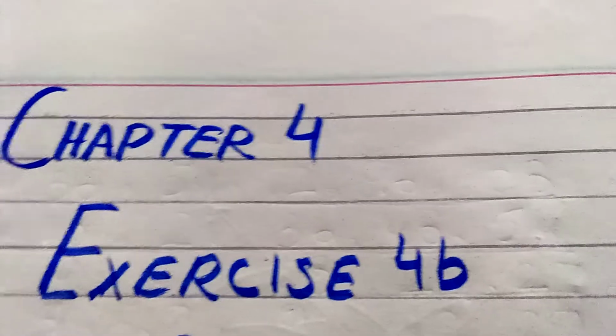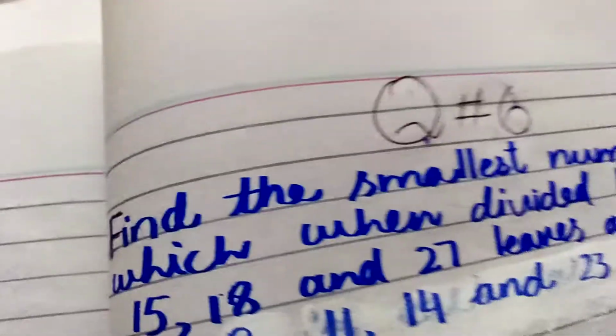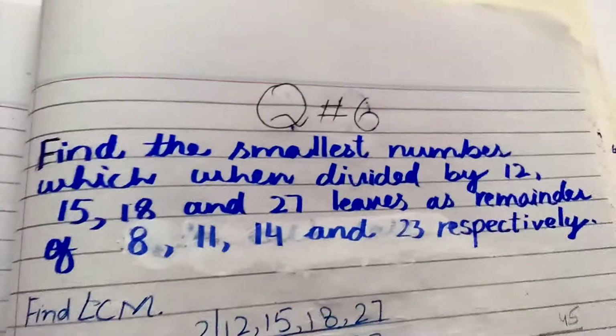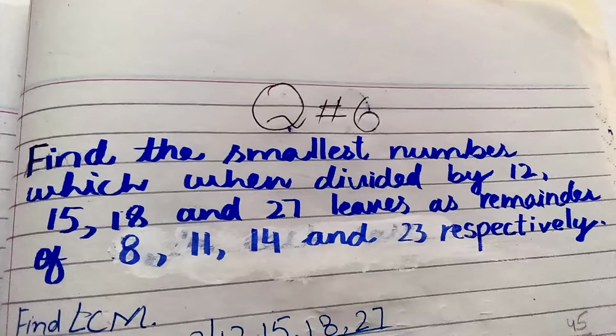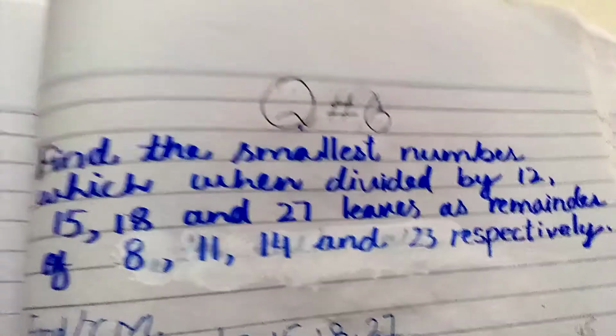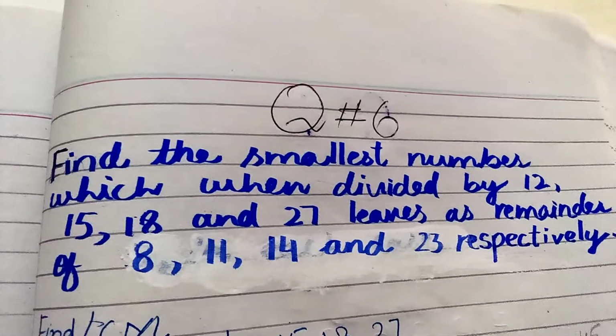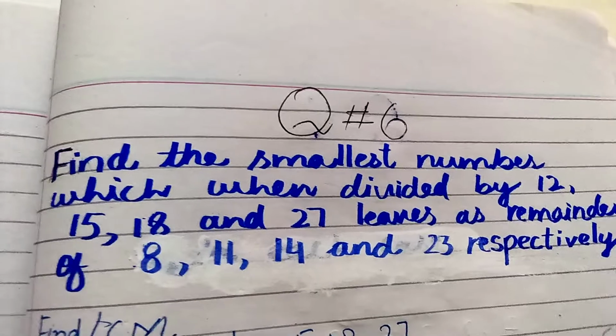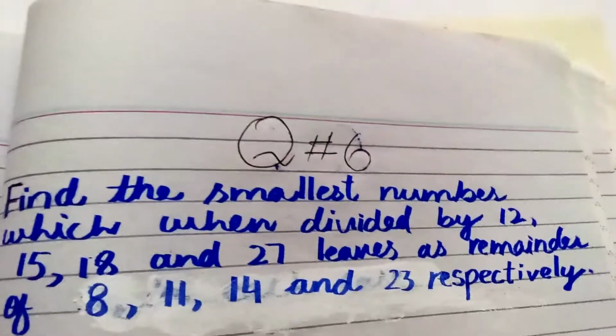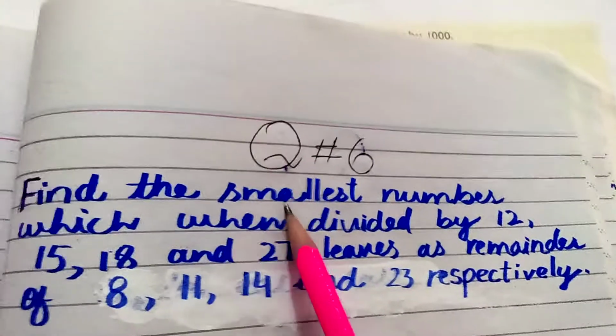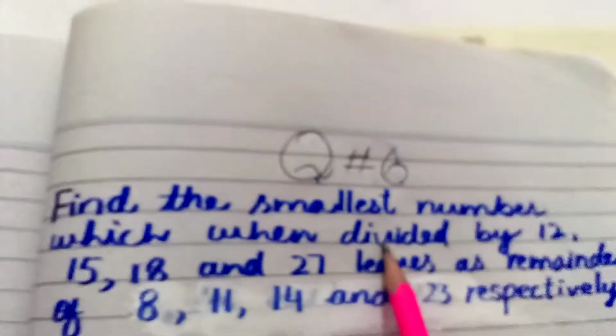Dear students, let's do exercise 4B and its question number 6. Find the smallest number which when divided by 12, 15, 18 and 27 leaves as remainder of 8, 11, 14, 23 respectively.